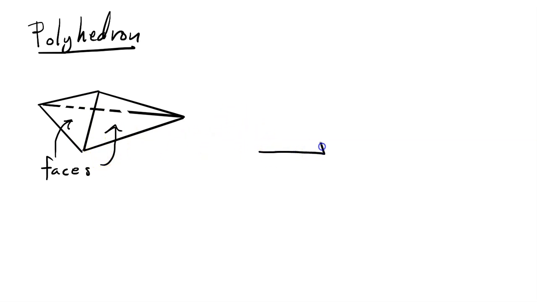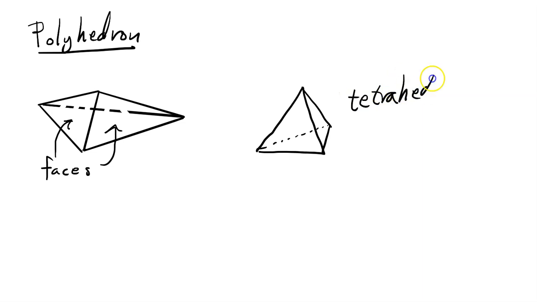So let's sketch it again. We have something like this. Let's call it a tetrahedron. So that's an example of a polyhedron. Or you could have a cube, a box-shaped object like this. That's also an example of a polyhedron.